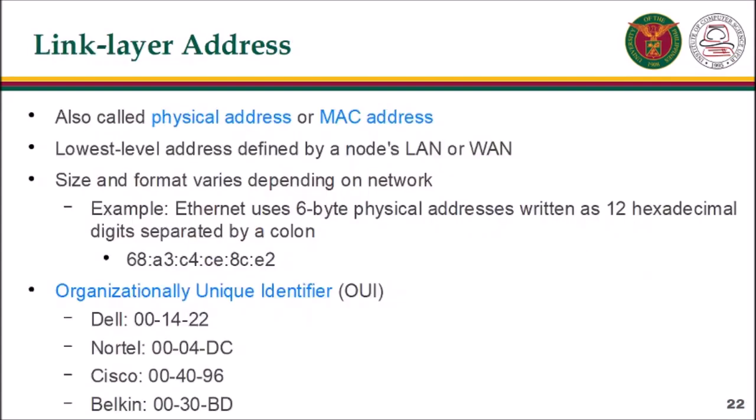The link layer address is also called the physical address or a MAC address. It is the lowest level address defined by a node's LAN or WAN. Its size and format vary depending on the network. For example, Ethernet uses a 6-byte physical address written as 12 hexadecimal digits separated by colons. The first 6 hexadecimal digits are called the OUI, or the Organizationally Unique Identifier.